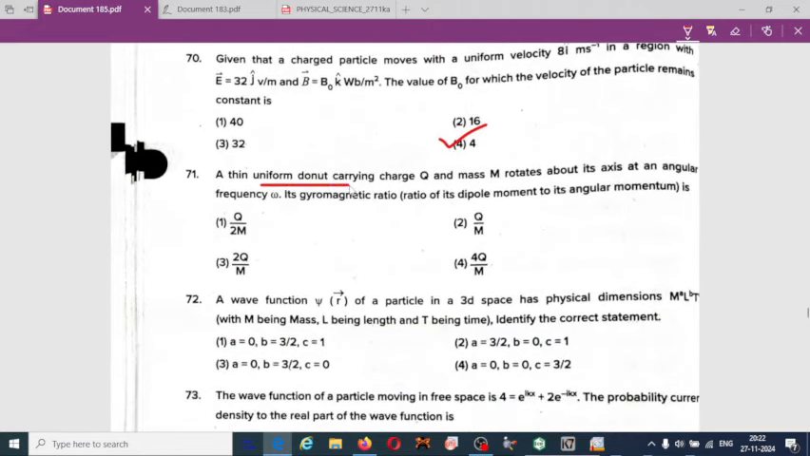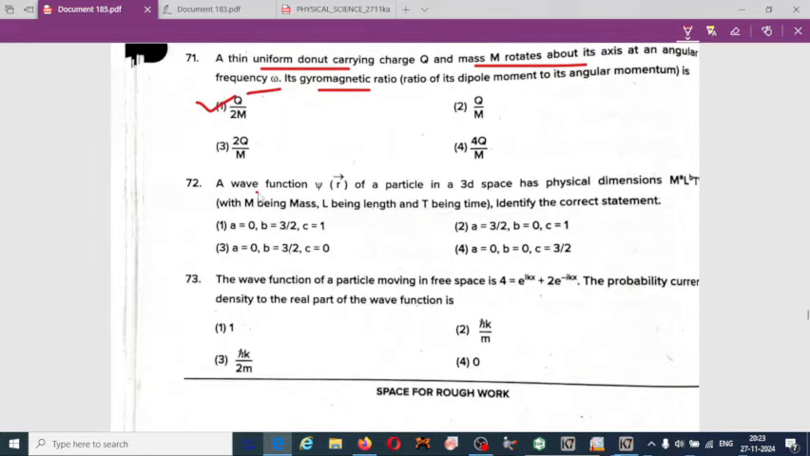A thin uniform donut carrying charge q and mass m rotates with angular frequency omega, and its gyromagnetic ratio, that is, if you calculate, you must get the answer q by 2m. A wave function psi of r of a particle in 3D space. The physical dimension of psi is MLT. Identify the correct statement. We need to find the values of a, b, c in this dimension.